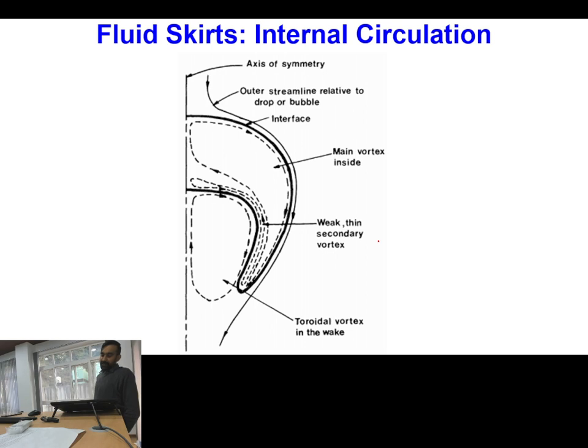If you have skirted bubbles, then of course skirted bubbles are having some internal circulations. So if you see the data of internal circulation, this is one big main vortex, and then you can have a small secondary vortex which will be very weak. Now, the presence of this weak secondary vortex is something which is not observed in experiments.